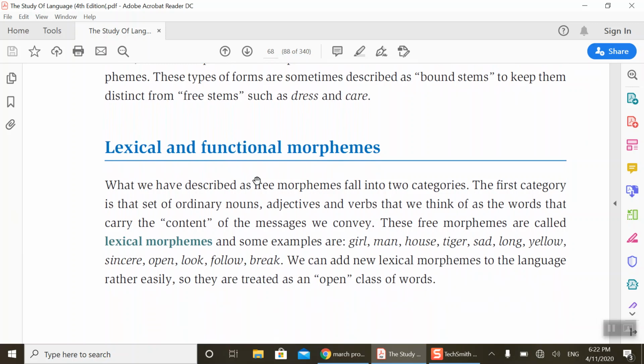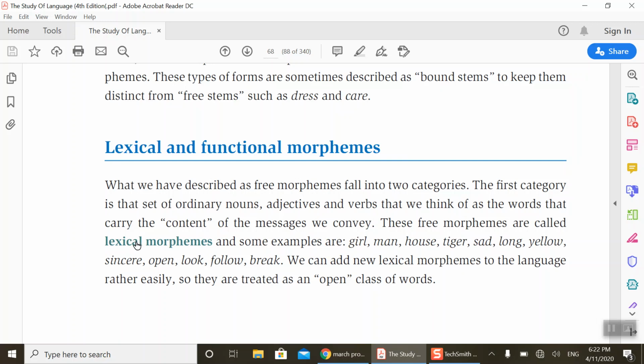Lexical and functional morphemes. Let's see what is the difference between lexical and functional morphemes. What we have described as the free morphemes fall into two categories. The first category is a set of ordinary nouns, adjectives, and verbs that we think of as the words that carry the content of the message we convey. So these free morphemes are called lexical morphemes.